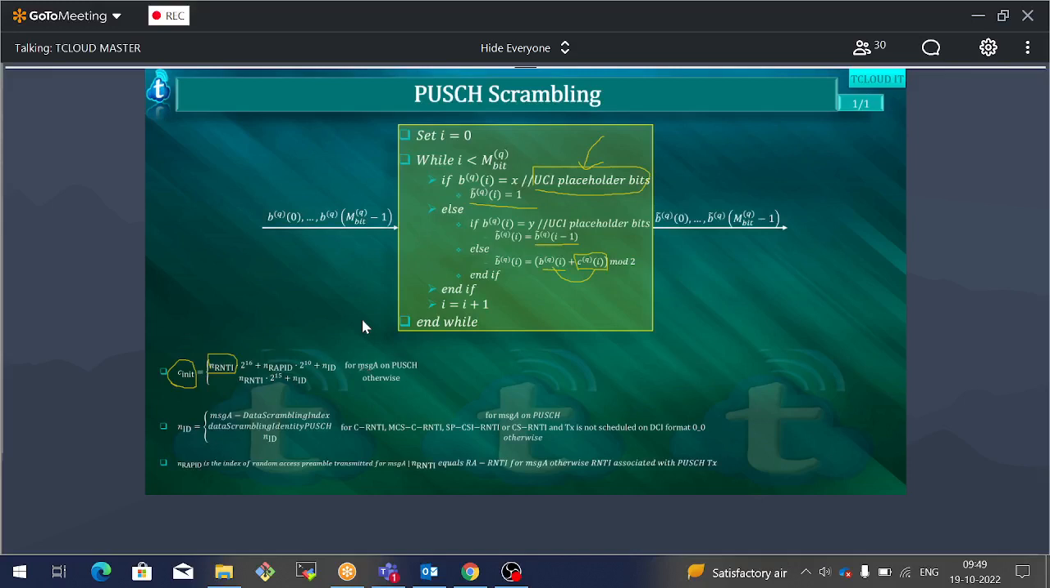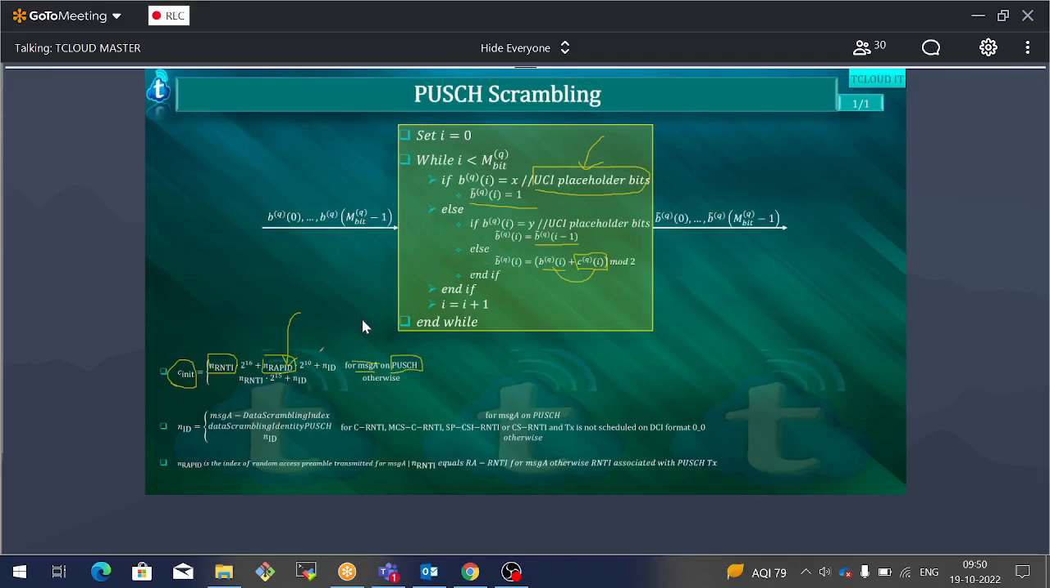There is a special case called message A transmission on the PUSCH, which is part of the random access procedure we have studied. We have two types of random access procedures, the two-step and the four-step. In our previous session, we have understood that. In the two-step random access procedure, the message that we send is called message A. When you are transmitting message A, the RNTI that you have to use is n_RNTI times 2 to the power of 16, plus n_RAPID times 2 to the power of 10. There is an additional element here called RAPID, the random access preamble ID, which is whatever random access preamble ID the mobile equipment is using.